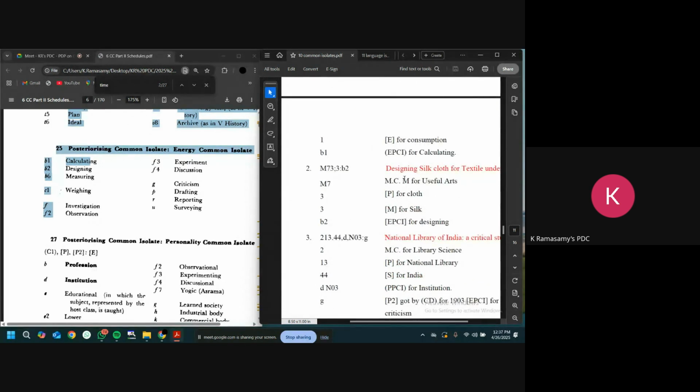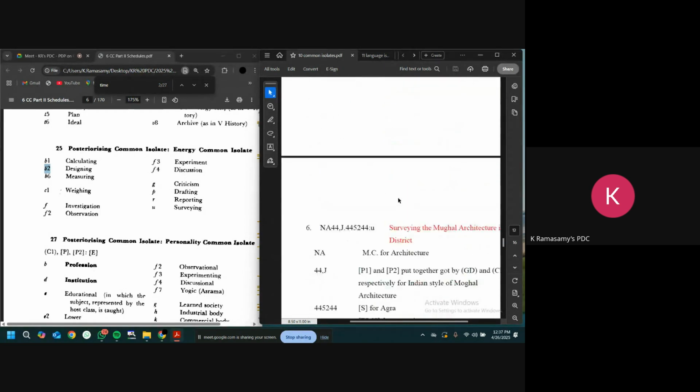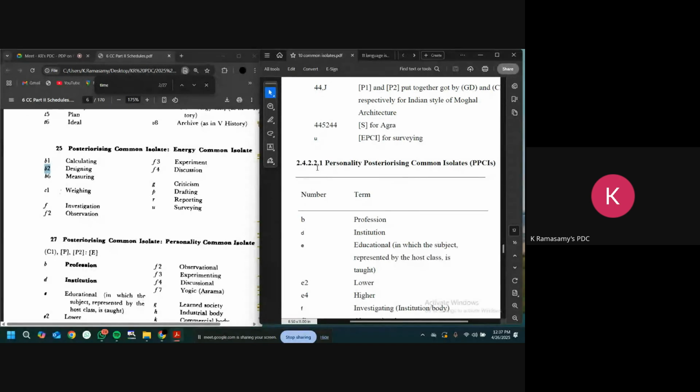Good. Then comes designing silk cloth. What is the number for designing? B2. After writing the number, write colon B2. That means these common isolates need a colon as the symbol. The same way, what about PCI personality? If you want to add this, you need a comma.